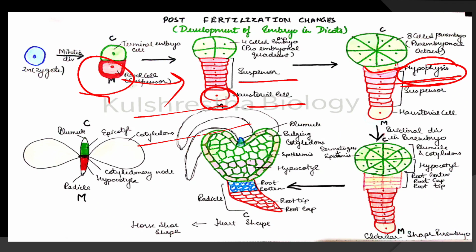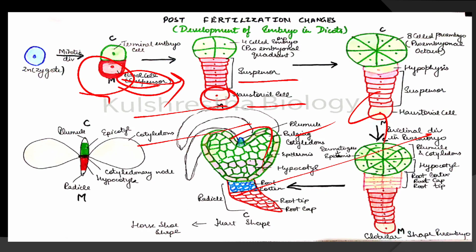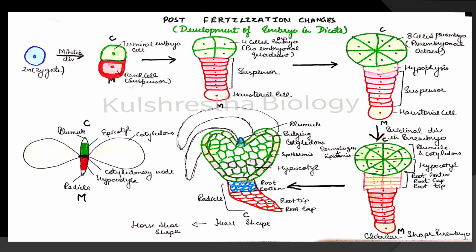So it is clear to you now, the suspensor's role. Suspensor is formed by the basal cell. Basal cell divides transversely to form 7 to 9 rows of suspensor cells. The suspensor cell at the base is known as the haustorial cell, whereas the one in contact with the embryo is called hypophysis. This hypophysis will form the root apical meristem. Later on, this suspensor gets degenerated because now there is no role for it.